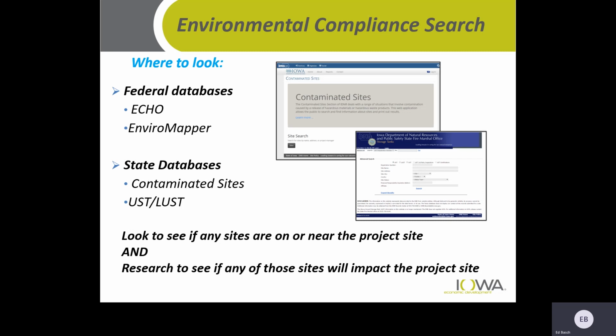So in your compliance search, these are screenshots from the links that were given in a previous slide. You can use ECHO, Environmental Mapper, and then the DNR Contaminated Sites and the underground storage tank and leaking underground storage tank. And see if any of these are on or near the project site, and see if any of those sites, if they are on or near, whether they will impact the project site.